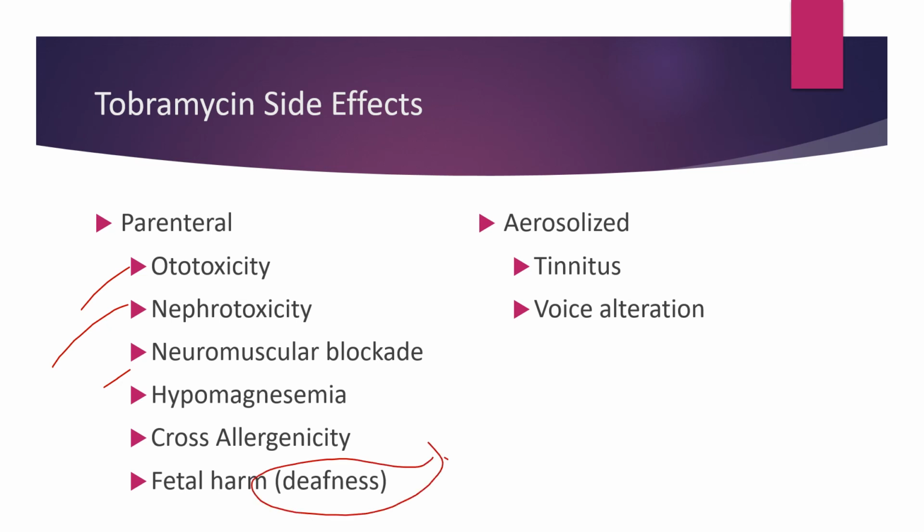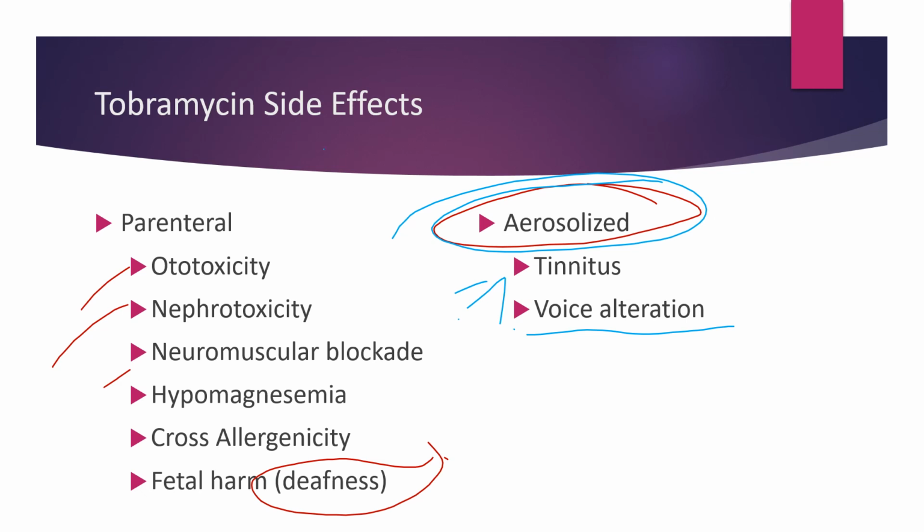But however, now we're looking at something like aerosolized. Aerosolized is going to be a little bit different. With aerosolized, we can get things like tinnitus, which should still be in the ear, that high-pitched ringing, and some voice alteration. All right, if you had to pick between these two, which one would you pick, right? So hopefully you sort of see that advantage of aerosolizing it versus giving it systemically.